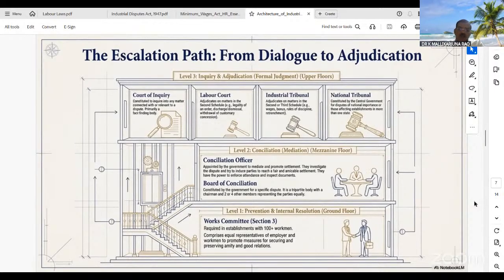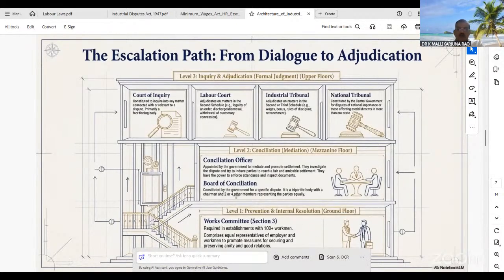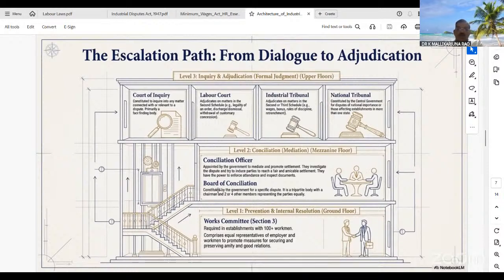Okay. So then, if the issue has not been resolved, go for the conciliation officer. In such disputes, the government will intervene to mediate, promote settlement, and try to address them. Then the board of conciliation, as I told you, is tripartite, with 2 or 4 members other than those representing the parties also included. The second level. The third level, as we discussed, is formal judgment: the court of inquiry.